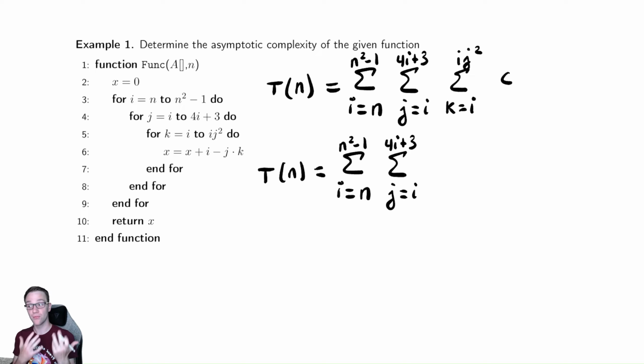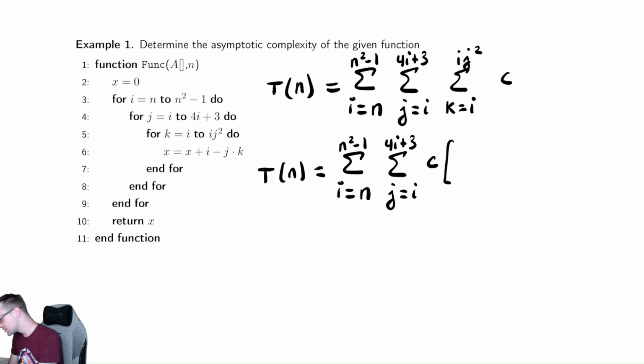Therefore, we're adding up some fixed quantity c a fixed number of times. So we take the thing inside of the summation and multiply by the number of terms in the summation. The number of terms in a summation is the top bound of the sum minus the bottom bound of the sum plus 1. So in this case, that would be the top bound, which was ij squared, minus the bottom bound, which was i, plus 1.